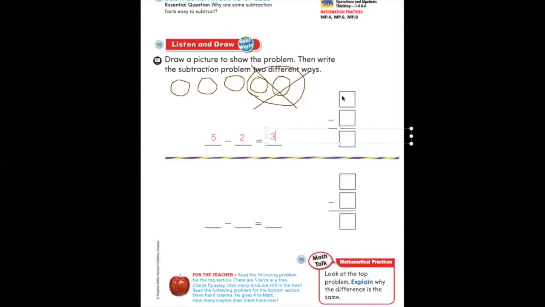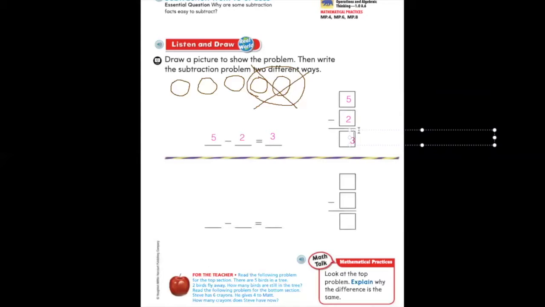Now we are going to write the subtraction sentence vertically, which means up and down. Our total is the number of birds to start with, which was 5. 5 minus the number of birds that flew away, so minus 2. And our answer, remember, is the number of birds that is left, which is 3.